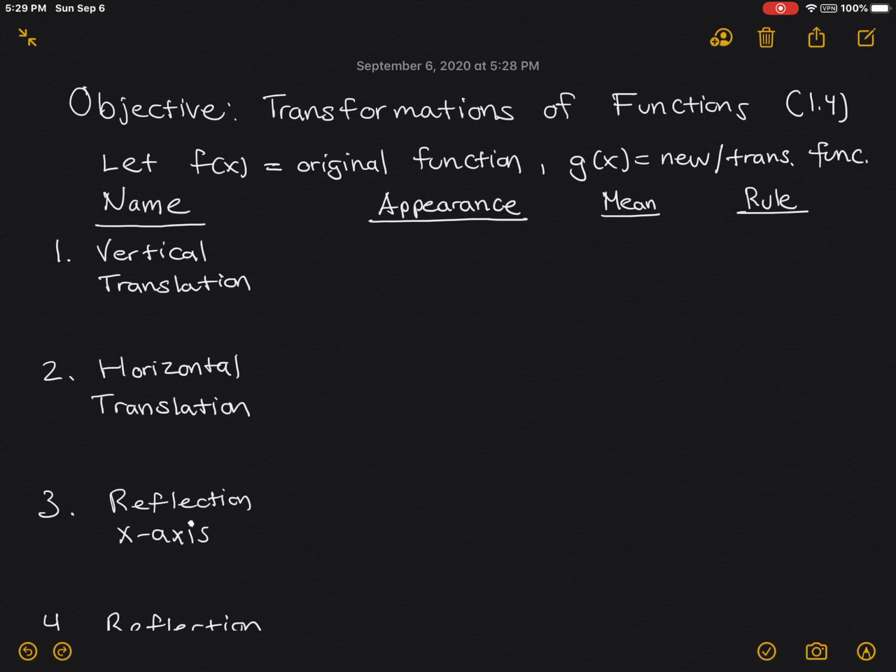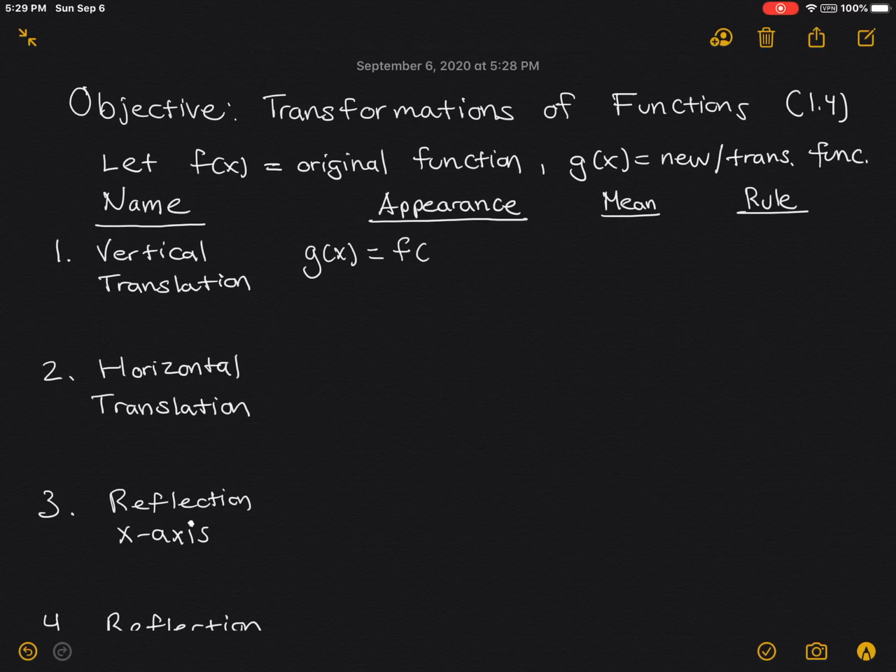All right. So f of x is your original function, or sometimes they call it the parent function, and g of x is the new transformed function. Okay, so in your notes, you're going to have name under one column, appearance, meaning, and then the coordinate rule. This last column is the coordinate rule. So let's start with the easiest one, I think, which is a vertical translation.